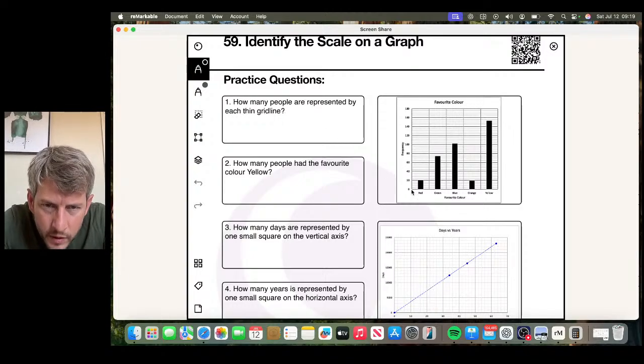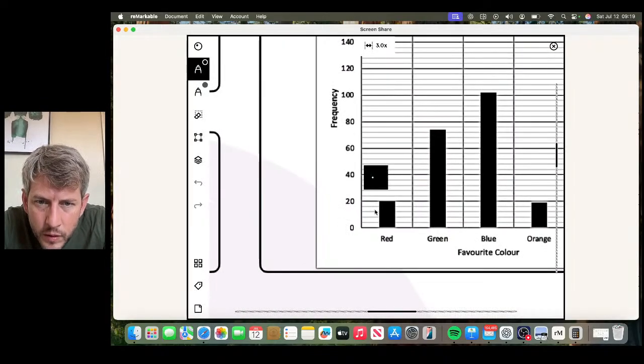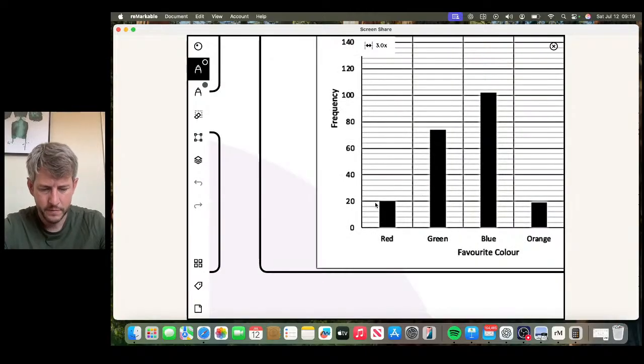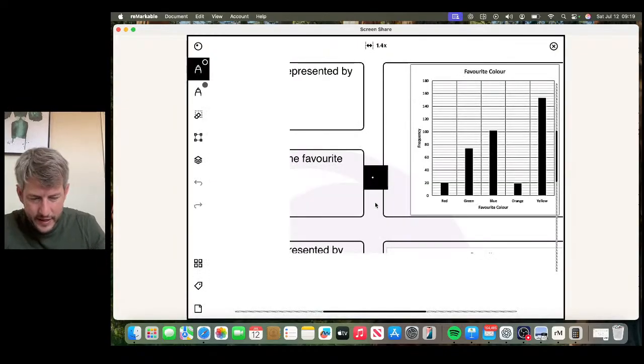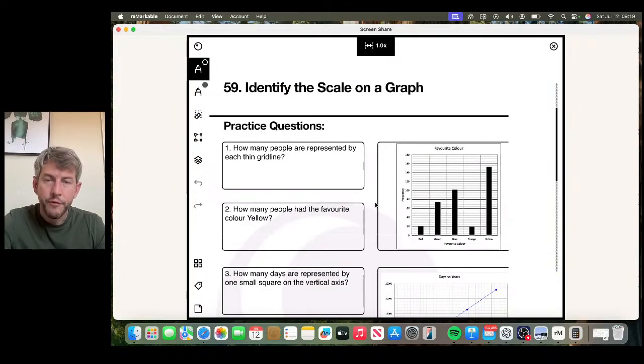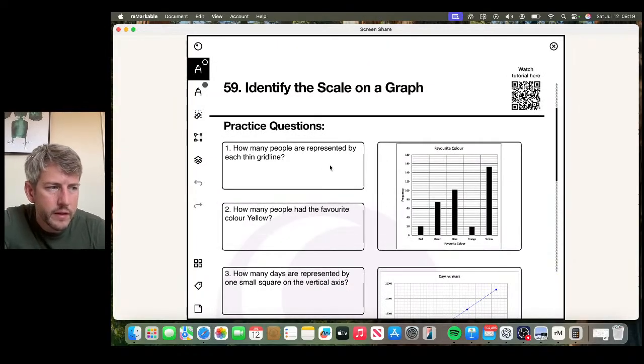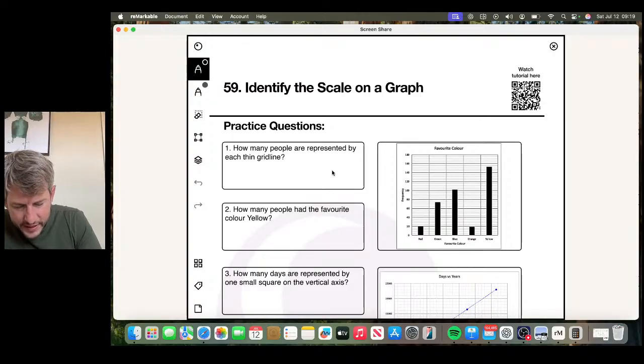Okay, so we've got here, let's just enlarge this a little bit. We've got 1, 2, 3, 4, 5 thin grid lines. I felt like I could see that anyway, actually. 5 thin grid lines per thing, and each thing is 20 people. So 5 lines equals 20 people. So 1 line equals 4 people. Okay.